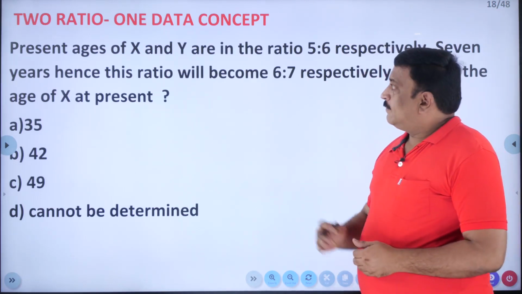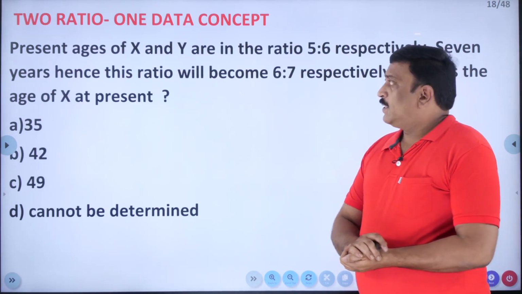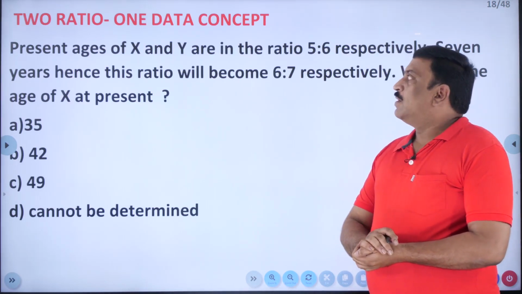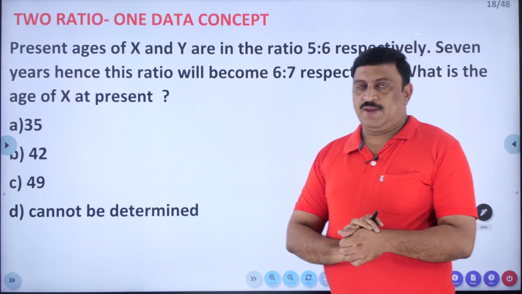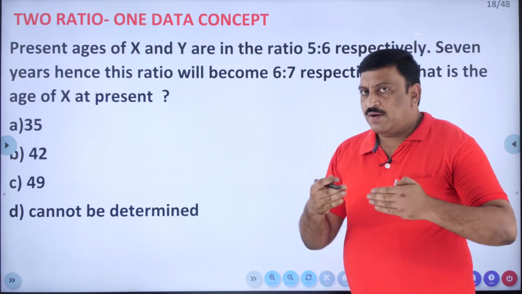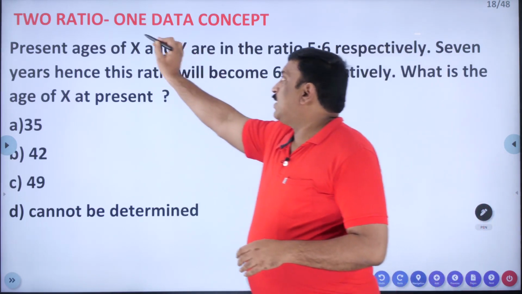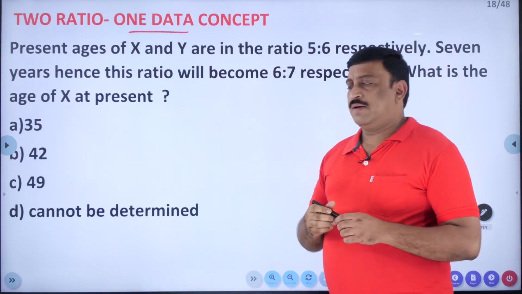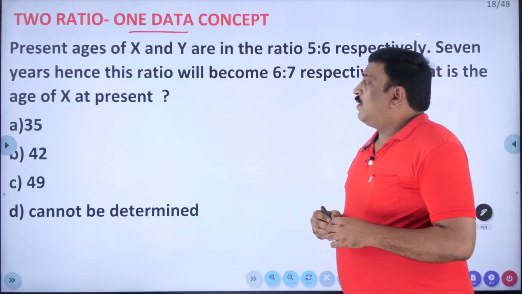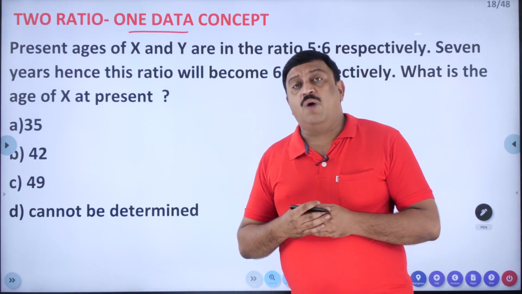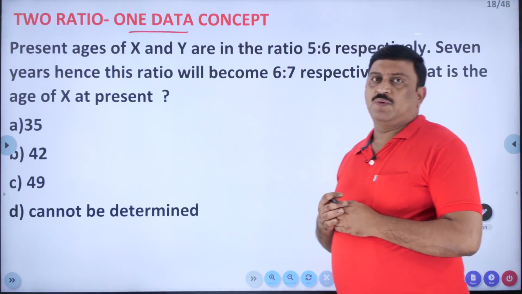Well, here is the next concept: 2 ratios, 1 data. Till now we have done only 1 ratio, but now it is 2 ratios, but another one data will be given. Right? See, this is different again. How to arrive at the answers for this type of question?